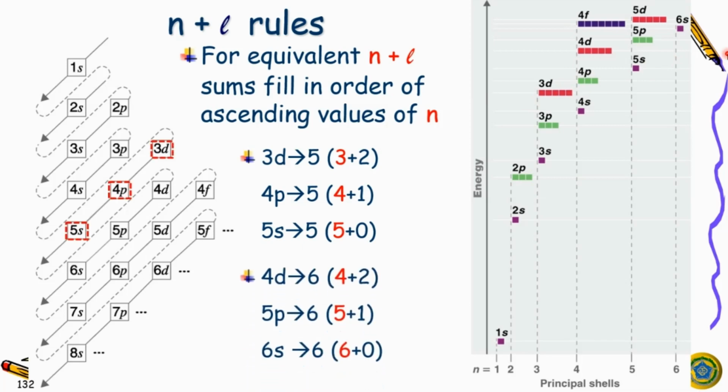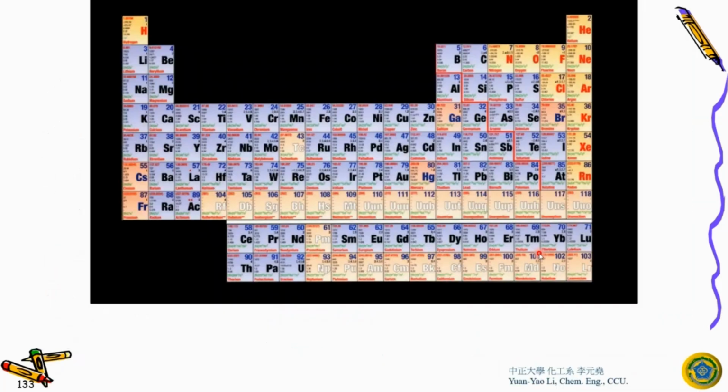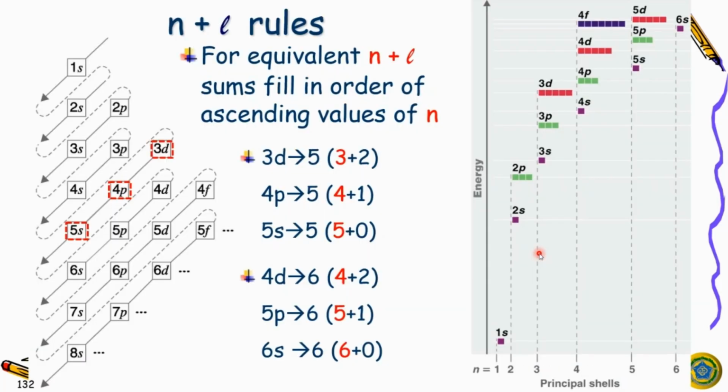And another example, 4d, 5p, and 6s. They have the same n plus l, and you rank the energy from lowest to highest. Okay? But if you don't know, you can just use this as the example. Right.